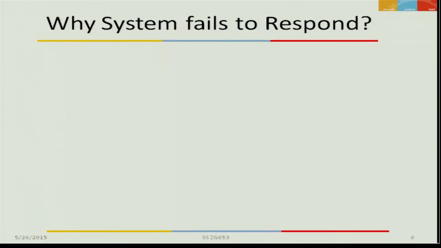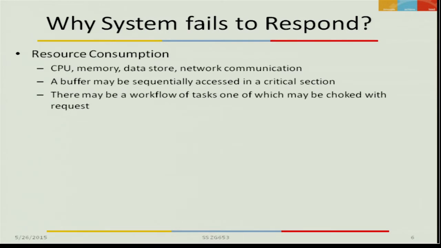So let's understand in detail why a system fails to respond. Well, the system fails to respond when the resource consumption is quite high. By resource it means CPU, memory, data store, or network communication. A buffer may be sequentially accessed in a critical section. That might cause a delay which is unanticipated. There might be a workflow of tasks, one of which may be choked with a request, and as a result the entire workflow is choked.